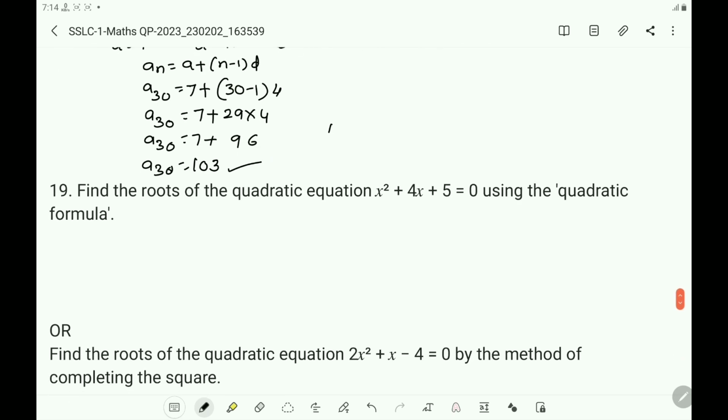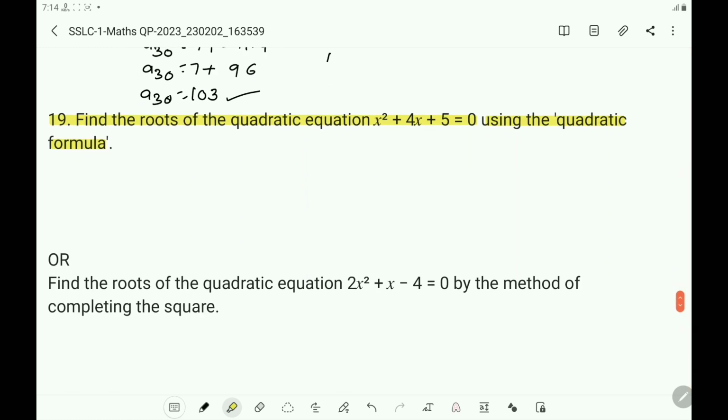Now you take question number 19. Find the roots of the quadratic equation x square plus 4x plus 5 equals 0 using the quadratic formula. And here it is a choice question. Find the roots of the quadratic equation 2x square plus x minus 4 equals 0 by the method of completing the square. Both of them are quadratic equations. We have to solve either by using the quadratic formula, this one, or second by using the completing square method.